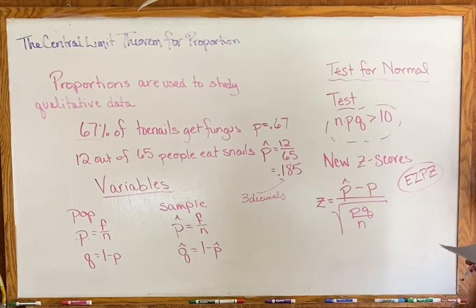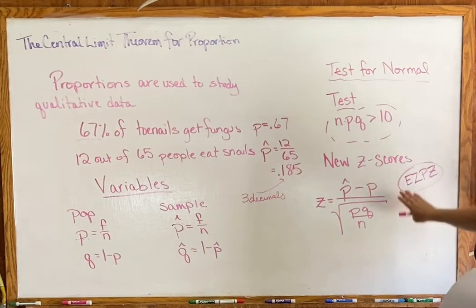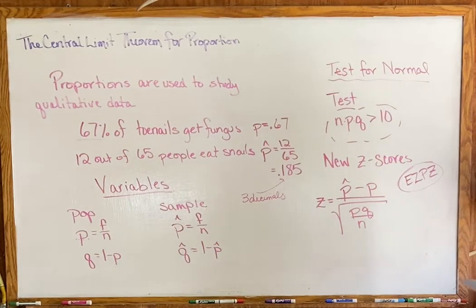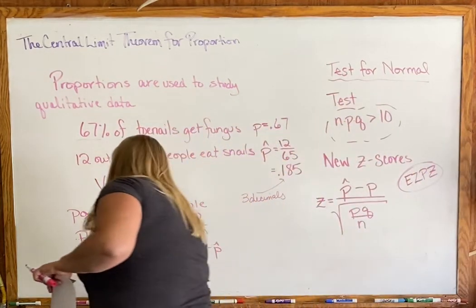Okay, so what we need to do is see an example and do our test for normal, use our new z-score, and then see how this is all going to play out. And once you get used to the test and the new z-score, you're going to see the rest of it. It's just the same as what we've been doing in the last couple sections.